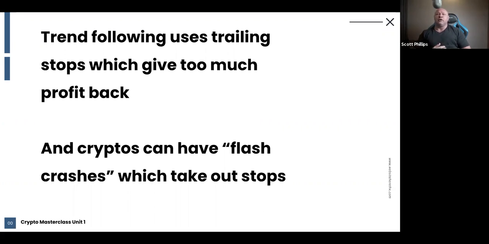And also trend following needs hard stops resting in the marketplace, which is problematical with cryptos. They can be manipulated into flash crashes. And, you know, we've had situations where Ethereum's dropped from $300 down to 10 cents in 10 seconds. And you just don't want to leave stop losses in crypto exchanges.